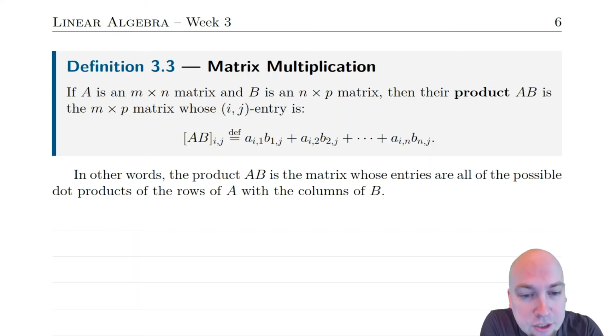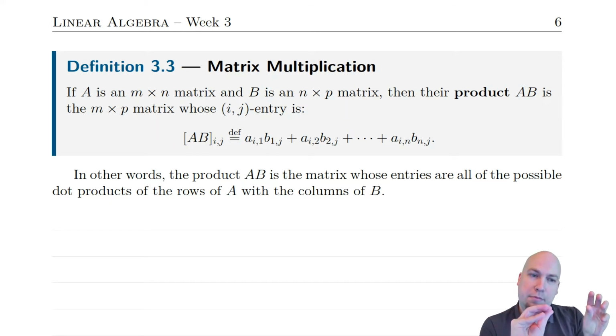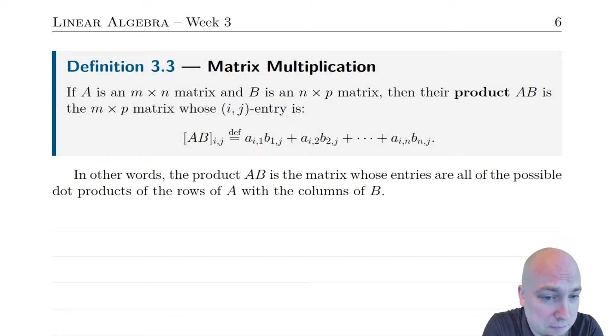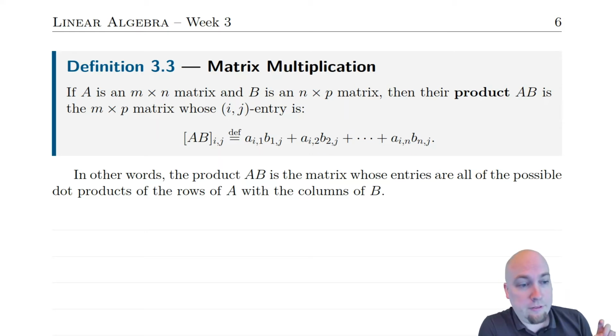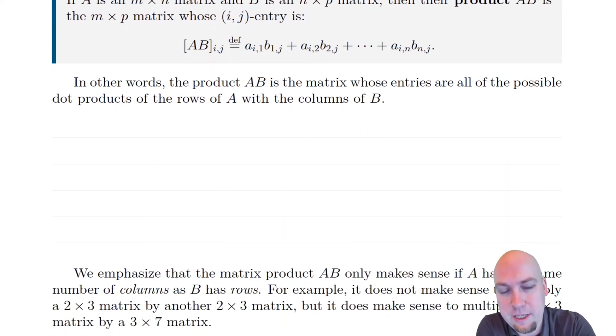Okay, so the ij entry of the product is this funky sum of product terms here. And what's happening here is all of these A entries are coming from the ith row of the matrix A, and all of these B entries are coming from the jth column of the matrix B. So the way you get the ij entry of A times B is actually a dot product. You do the dot product of the ith row of A with the jth column of B. Okay, so let's draw a little schematic here to try to pin that idea down and make sure that we understand what's going on.